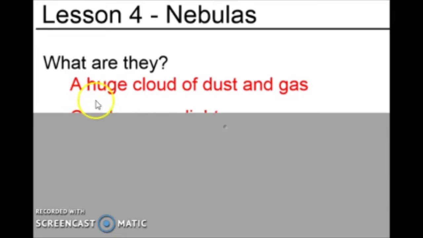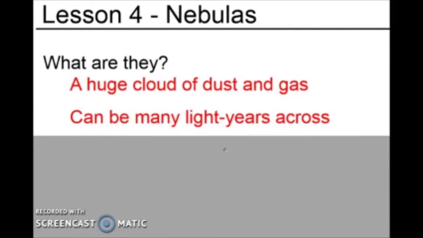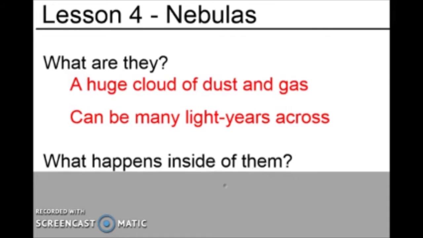So these nebulas are huge clouds of dust and gas, and they can be many light years across. They can be absolutely huge. Some nebulas are the size of small galaxies. They can be that big. Okay. Well, what happens inside of them?